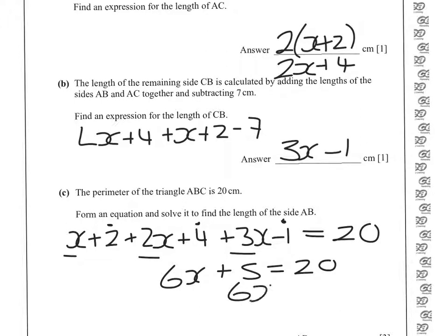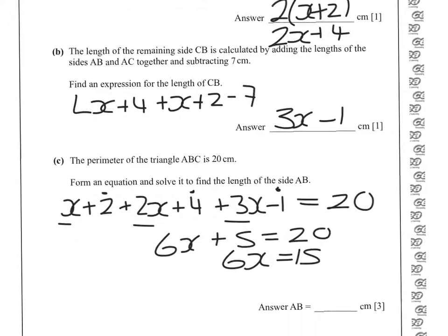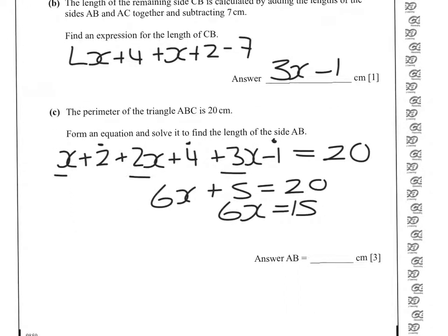So 6x equals 20, take away 5, which is 15. And x will be 15 divided by 6. 3 goes into 15 5 times and into 6 twice, which gives 2.5 centimetres.